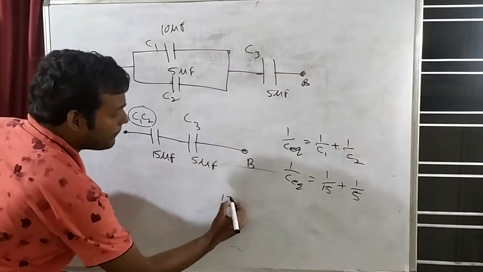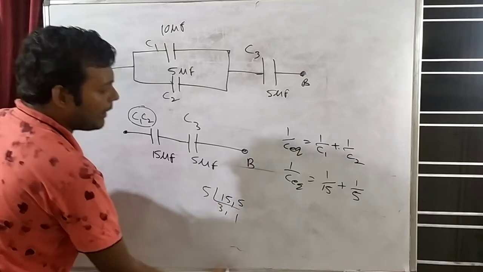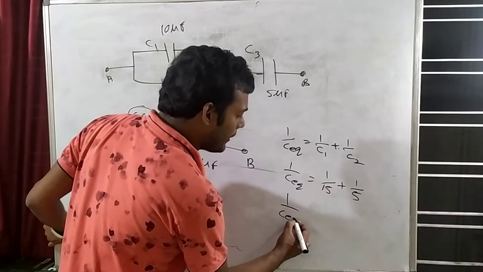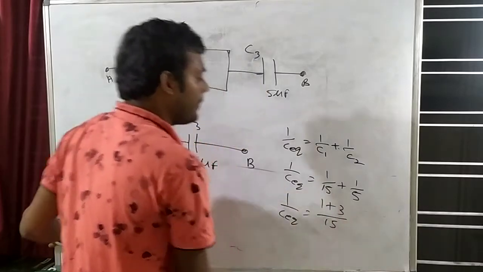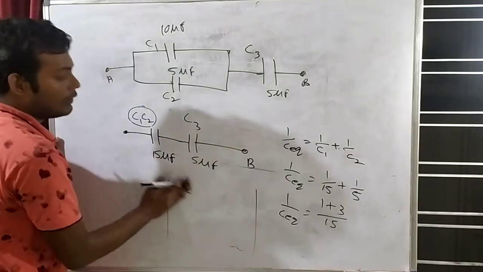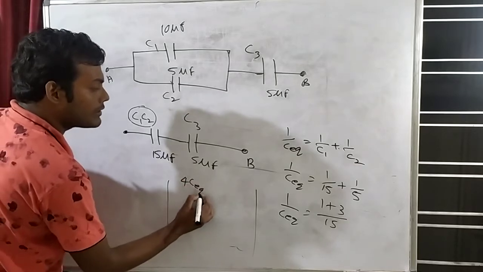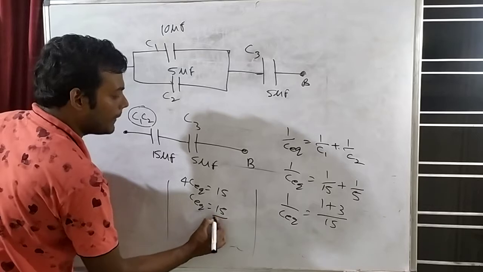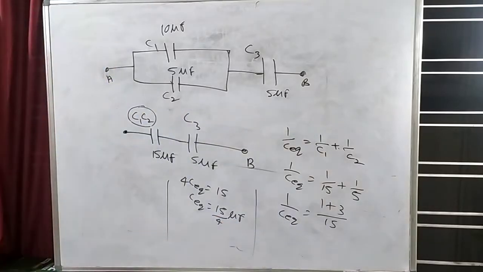Right? What is the LCM of 15 and 5? 5 3 is the 15, 5 1 is the 5, that is 15. So LCM will be how much? 15. So 1 by C equivalent is equal to, 15 1 is the 15, 5 3 is the 15. So what will be this? I am writing here. So 3 plus 1 will be 4, no? So 4 C equivalent will be how much? 15. So what will be C equivalent? 15 by 4. That will be the answer. Microfarad. Clear? Clear.